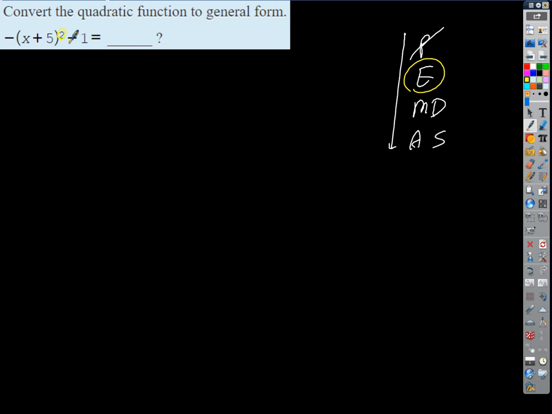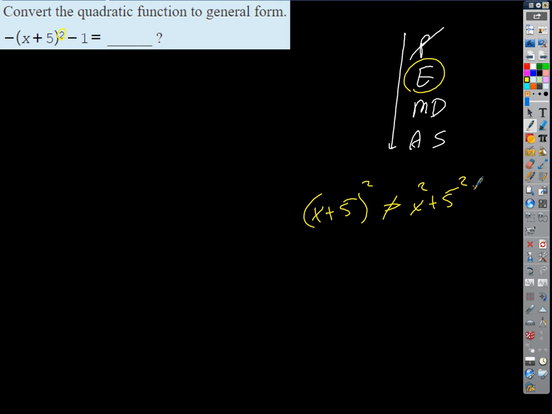Okay, now we got to think about this. So the exponent, what is being squared here? Everything inside the parentheses. So it's x plus 5, right? Now let's think about what that looks like. If I'm going to do x plus 5 squared, is that equal to x squared plus 5 squared? No, it's not. It's not equal to x squared plus 5 squared.